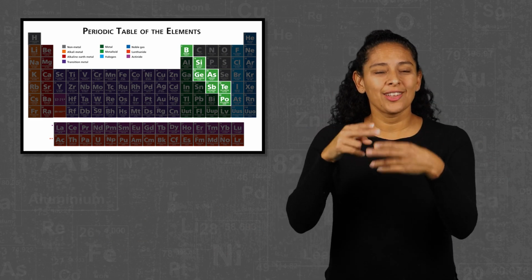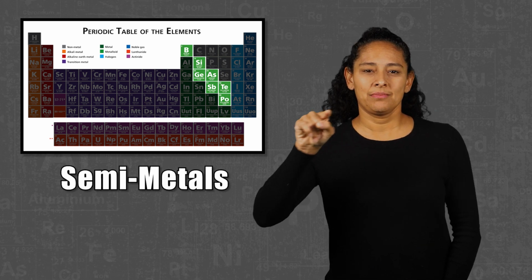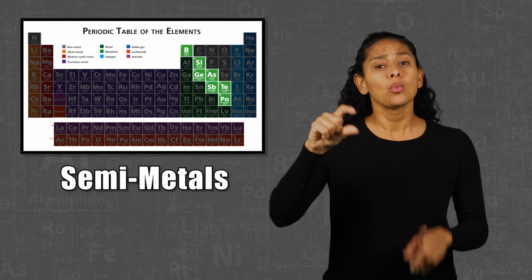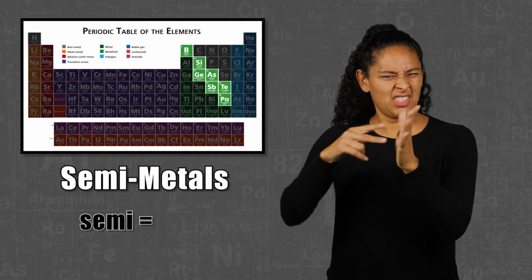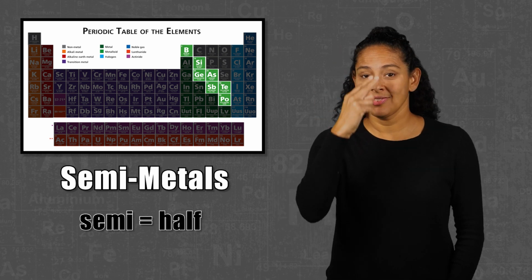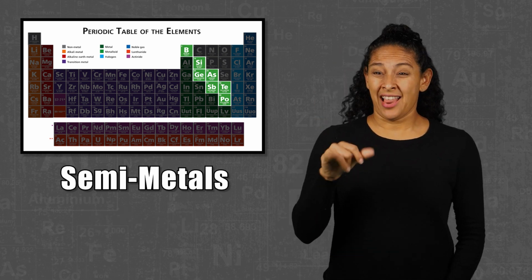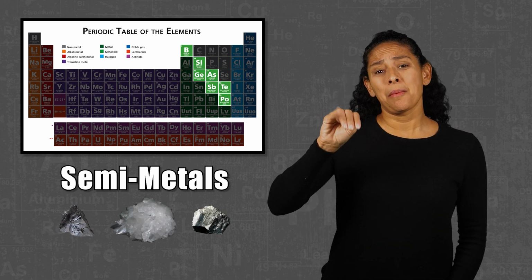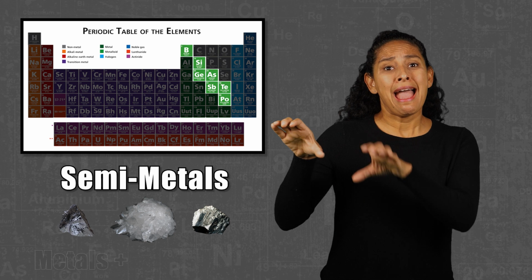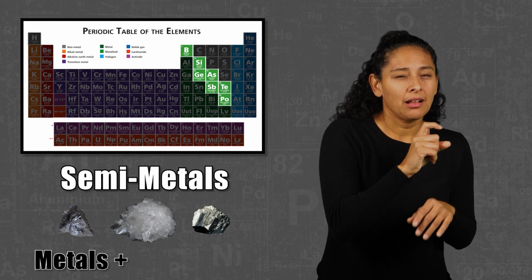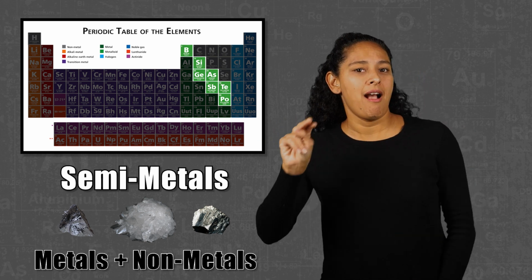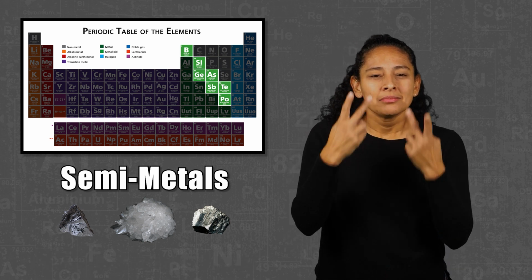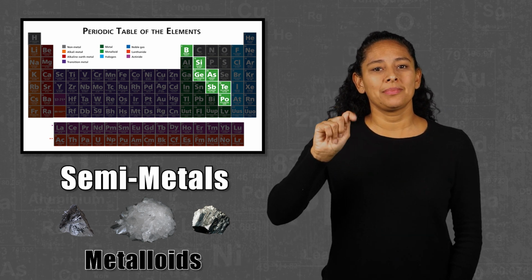Next, we have a family called semi-metals. The word semi means half in Latin, and that is a great way to describe these metals. Semi-metals act a little like metals, but they also act a little like non-metals. You may also see these called metalloids.